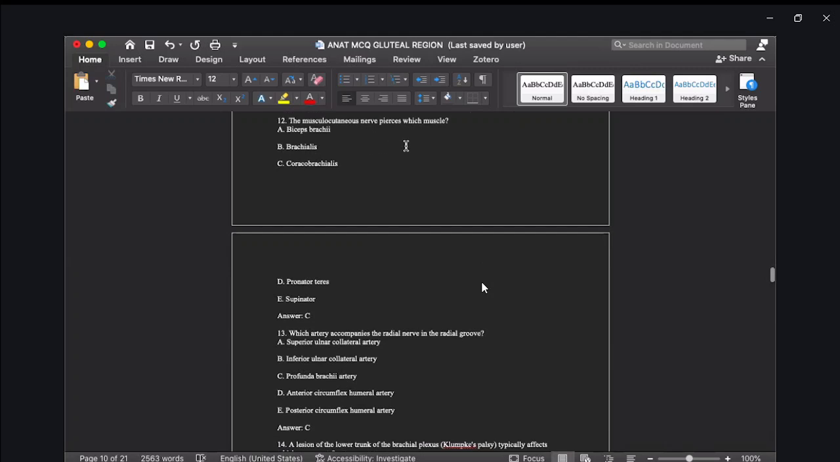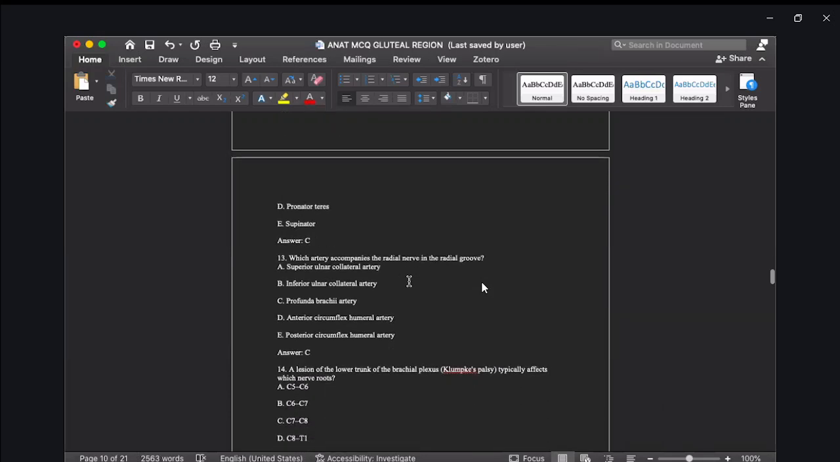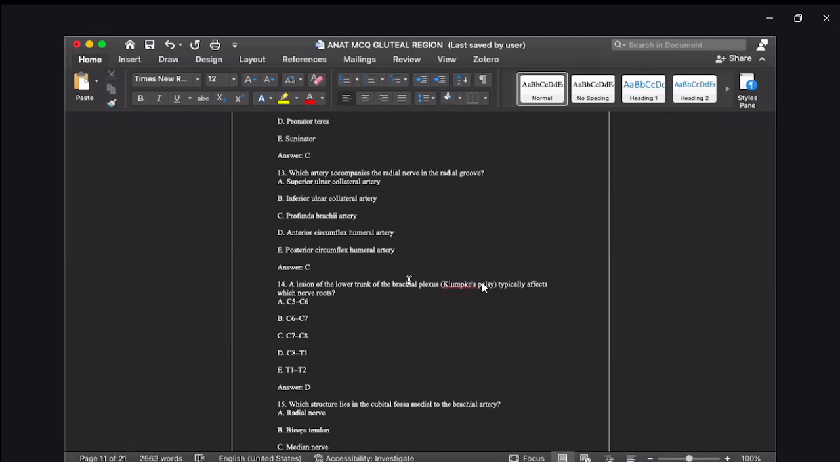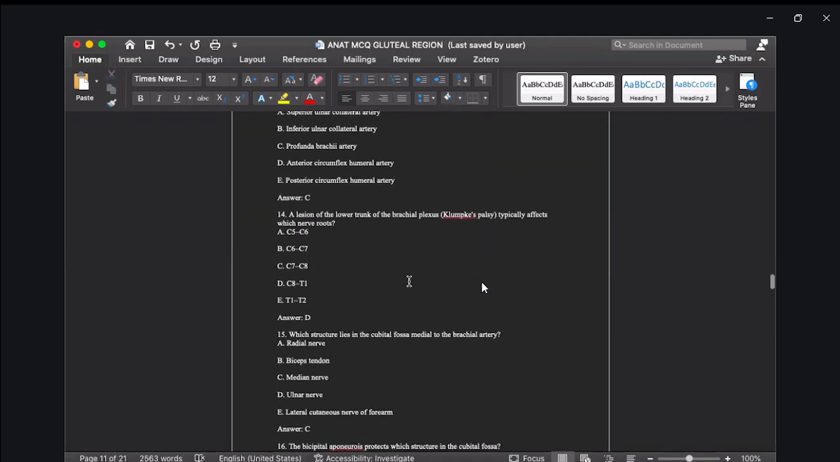The musculocutaneous nerve pierces which muscle? That one you must know, that it pierces the coracobrachialis muscle. Which area does the radial nerve go in the radial groove? Profunda brachii artery.